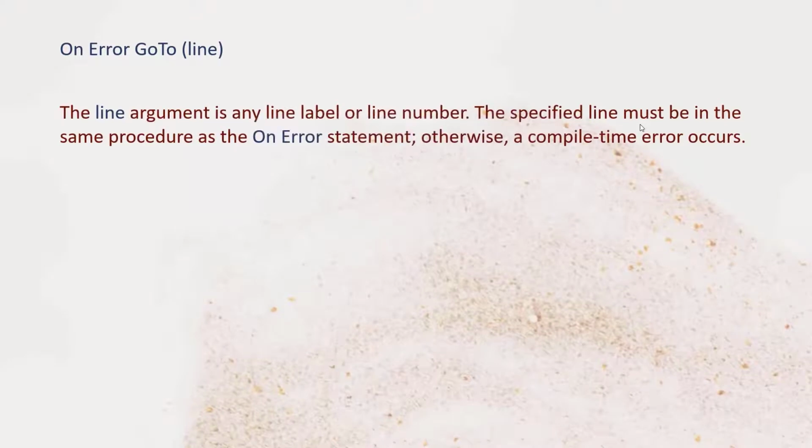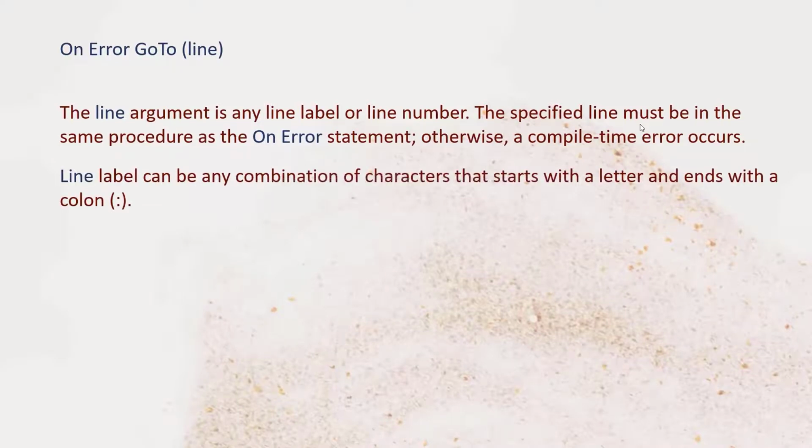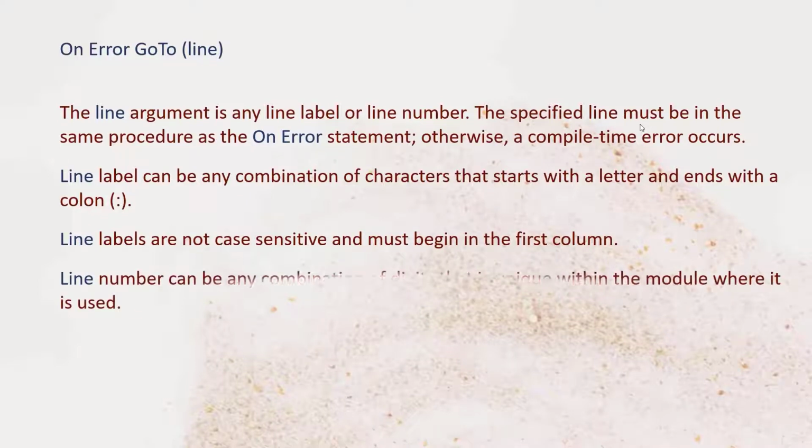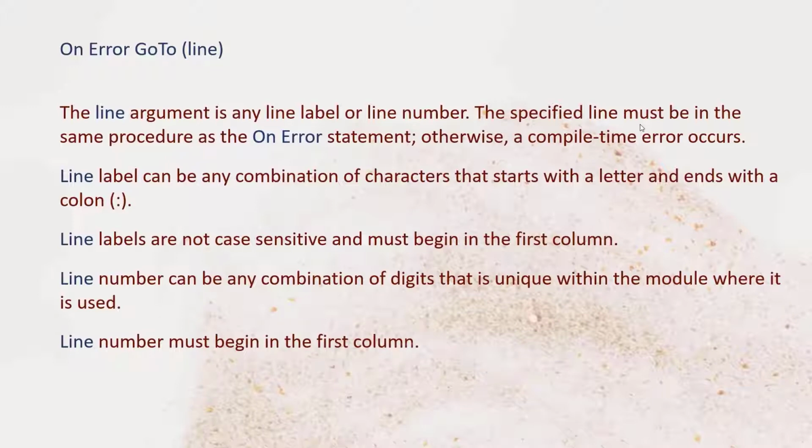The line argument is any line label or line number. The specified line must be in the same procedure as the onError statement, otherwise a compile time error occurs. Line label can be any combination of characters that starts with a letter and ends with a colon. Line labels are not case sensitive and must begin in the first column. And a line number can be any combination of digits that is unique within the module where it is used. Line numbers must begin in the first column. We will understand this by taking an example in a few moments.